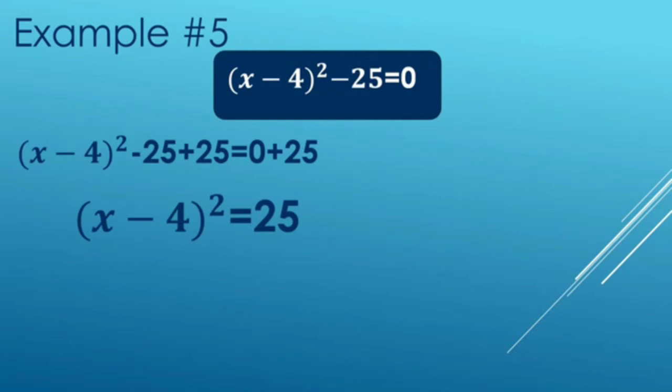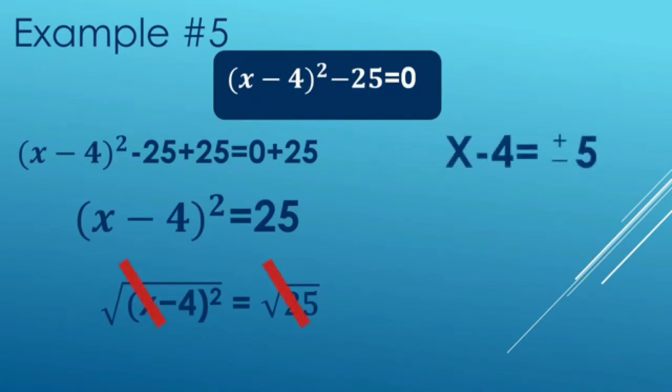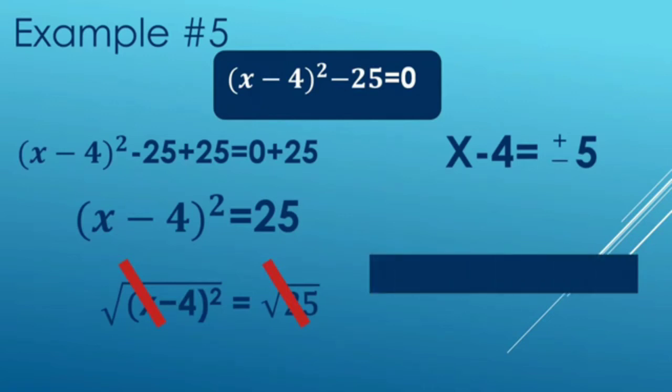And get the square root of it. Square root of quantity x minus 4 squared is equal to square root of 25. Solve the remaining equation. Transfer negative 4 to the right side, the value of x, which is positive 5. x is equal to 4 plus 5, x is equal to 9. The second value of x is negative 5, so x is equal to negative 5 plus 4, x is equal to negative 1. Let's proceed to the checking.